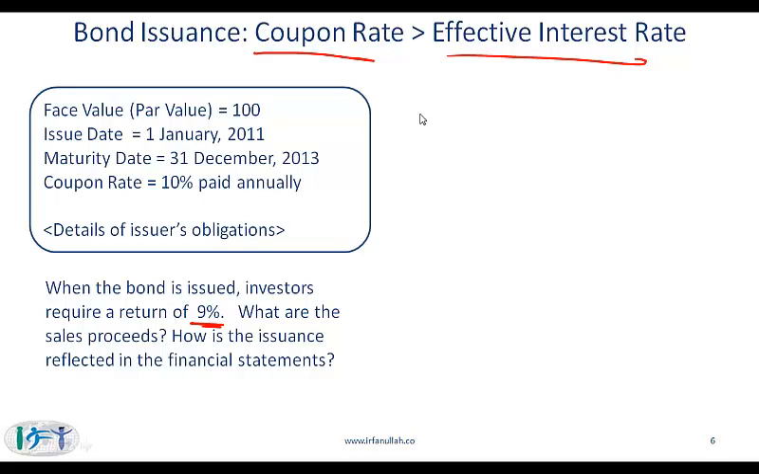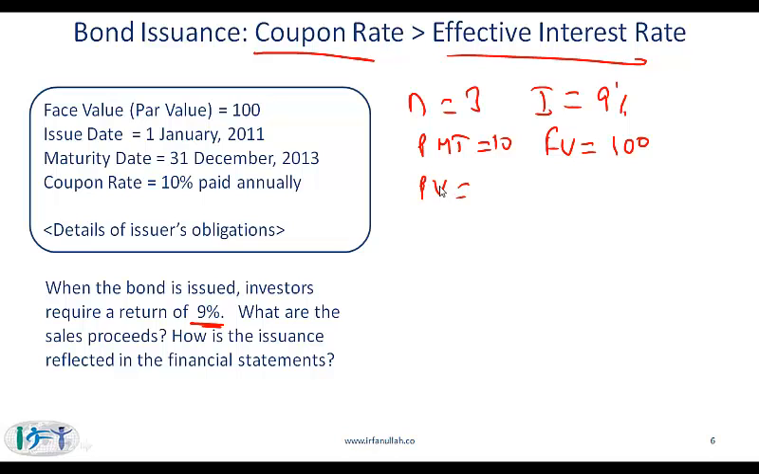So the calculation is the same as what we've seen before. N is 3. The interest rate now will be 9%. So you plug in 9 into your calculator. The payment is 10. The future value is 100. And you compute PV, you should get... So the present value is 102.53. Again, I will skip the details.